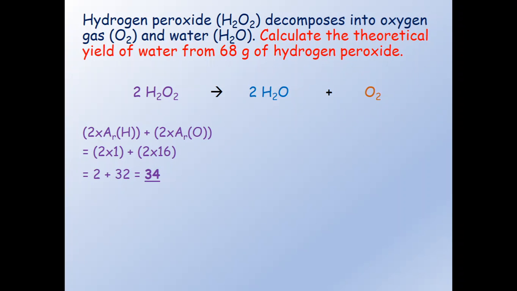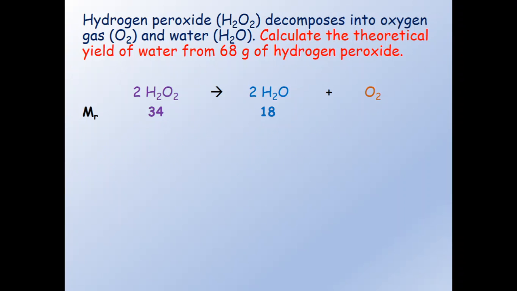Now we have to do the same for the water, and for the water we have 2 times the relative atomic mass of hydrogen plus the relative atomic mass of oxygen, so we get 2 times 1 plus 16, and this gives us a relative formula mass of water of 18.